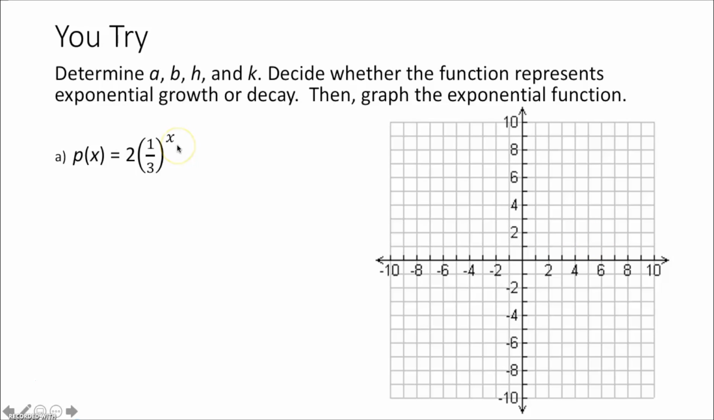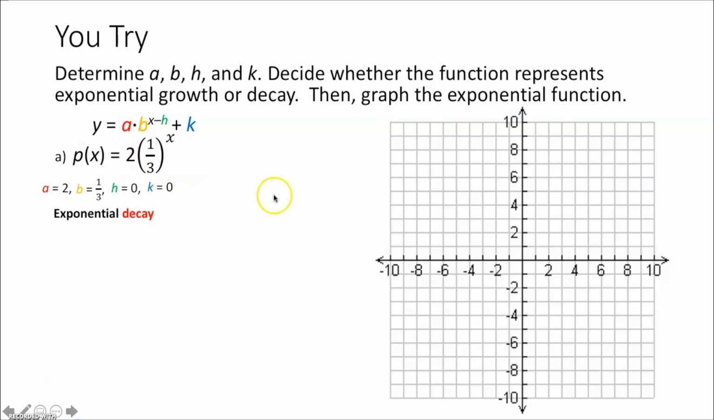Okay, again, we're looking for our A, our B, our H, and our K. So the A is the number multiplied out front, that's the 2. Your B value is the number being raised to this variable exponent, that would be the 1/3. Your H value is the opposite of whatever's added or subtracted in your exponent, so that would be 0 in this case because there's nothing added or subtracted. And then K is whatever's added or subtracted at the end, which is, again, nothing, so that would be 0.